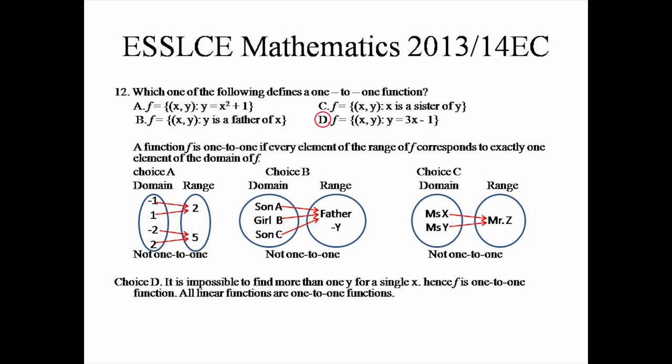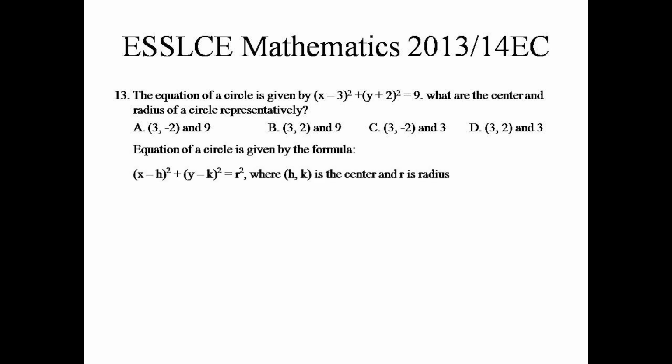Question number 13. The equation of a circle is given by (x minus 3) squared plus (y plus 2) squared equals 9. So the question is, what are the center and the radius of the circle, respectively? The equation of a circle is given by the formula (x minus h) squared plus (y minus k) squared equals r squared, where (h, k) is the center and r is the radius.